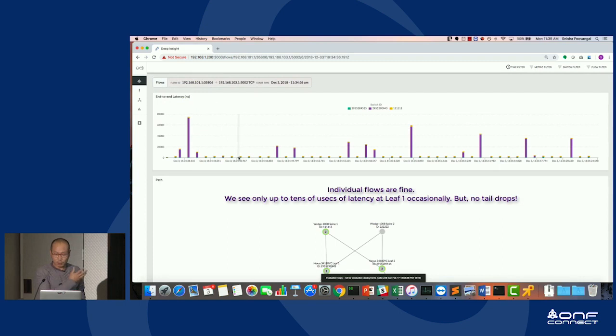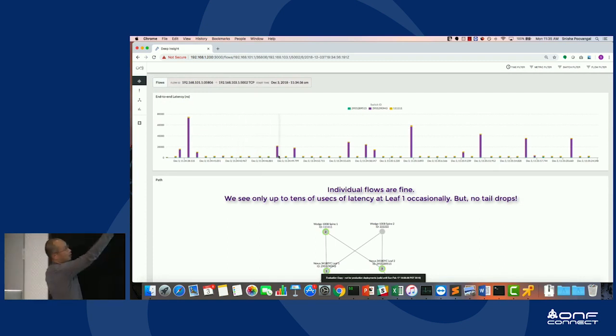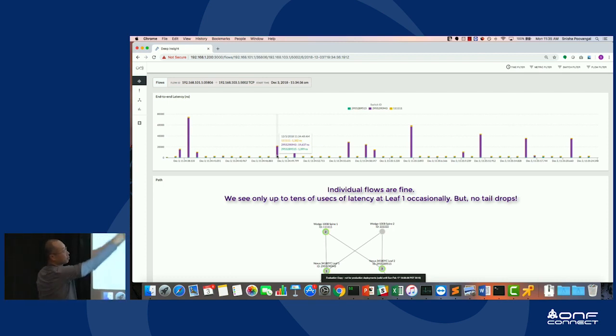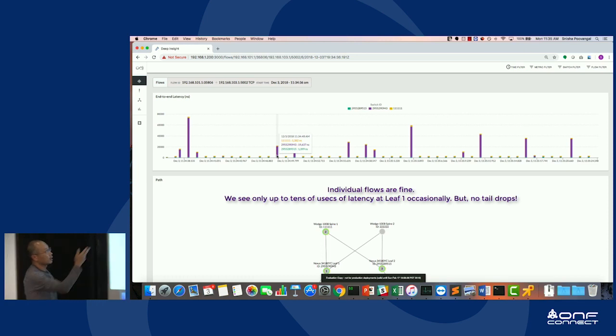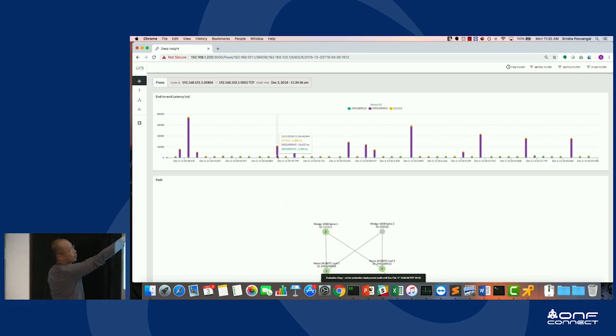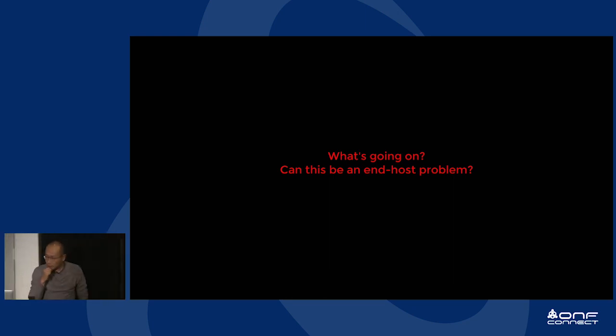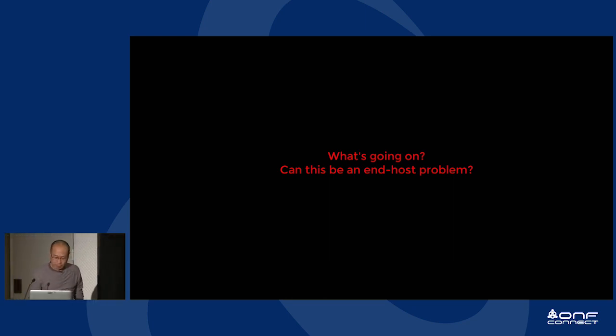If you look at the individual flows going through this, you can observe that occasionally the latency is a little higher at one of the switches. This purple switch is leaf 1, and the latency spikes there and then comes back down to a few microseconds. But the conclusion is that there's nothing terribly wrong in the network. There are no significant packet drops, but still I cannot achieve 25G. So what's going on?